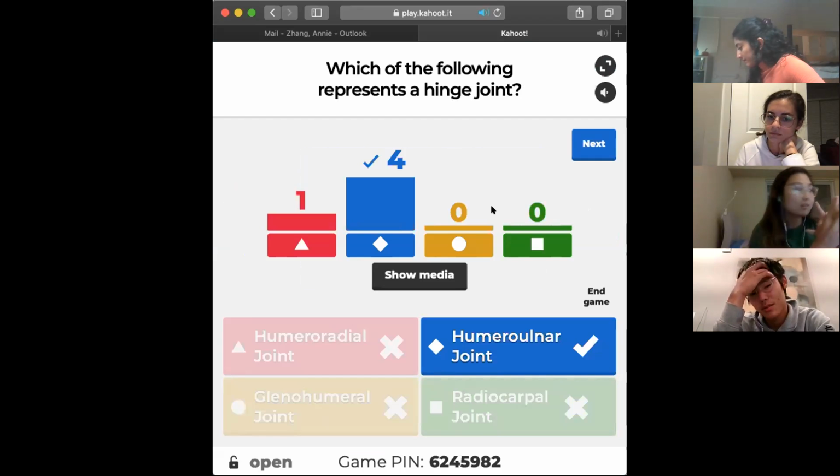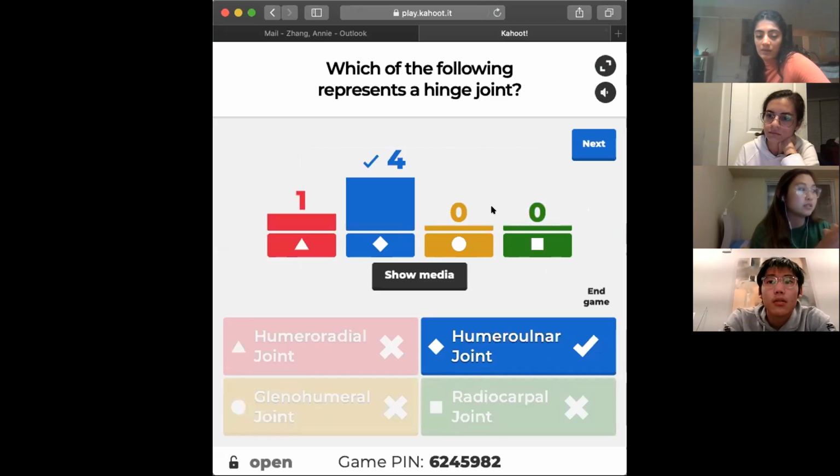Right, most of y'all got that one. So the humeroradial joint is a limited ball and socket joint. The glenohumeral joint is a ball and socket joint, and the radiocarpal joint is an egg and socket joint.